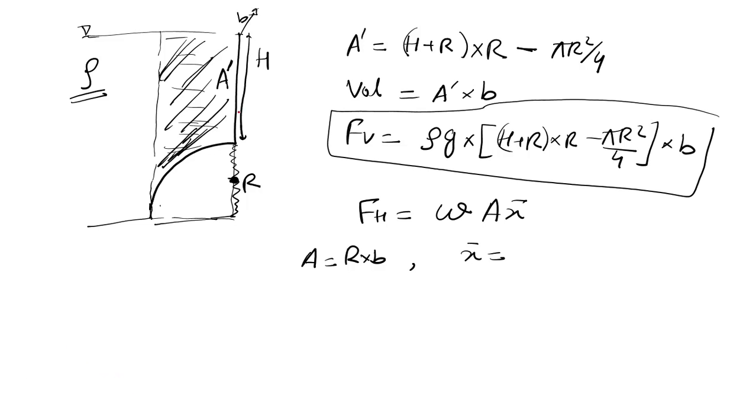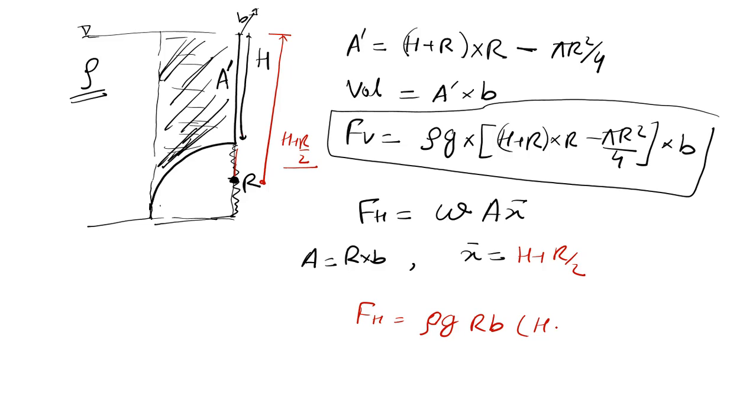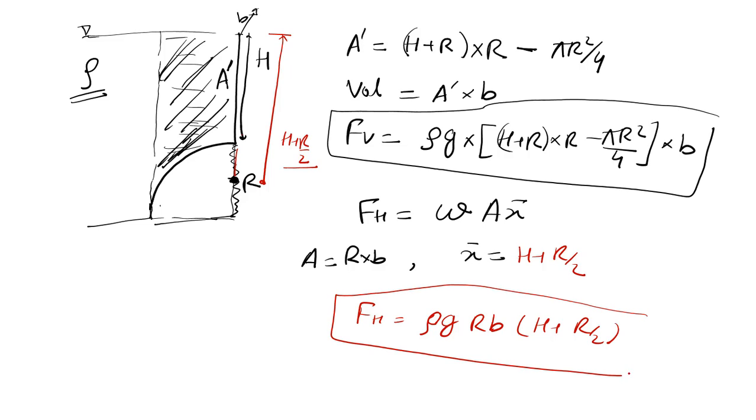What it is? Capital H plus R by 2, x bar. So if I evaluate FH, omega is nothing but rho g. Area is R into B, x bar is H plus R by 2. So the horizontal force is simply evaluated.